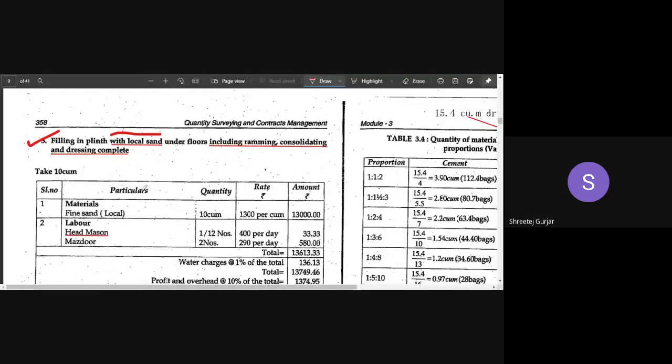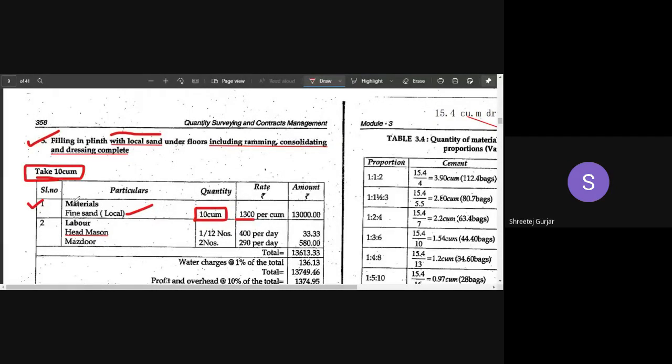Now we have to include materials, because we have to include this local sand which we are using for backfilling. And how much quantity? We have assumed that we will be using 10 cubic meter of quantity. The rate of local fine sand is 1300 per cubic meter. So the amount that will come is 13,000 rupees for 10 cubic meter of sand.